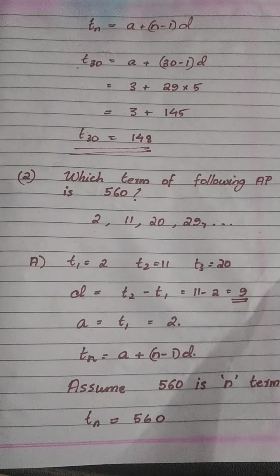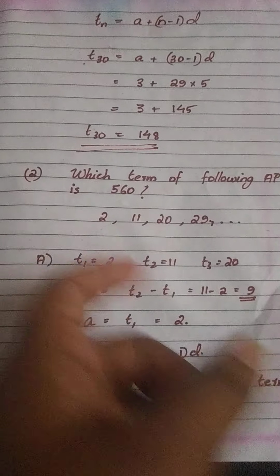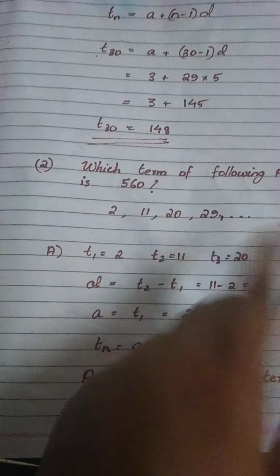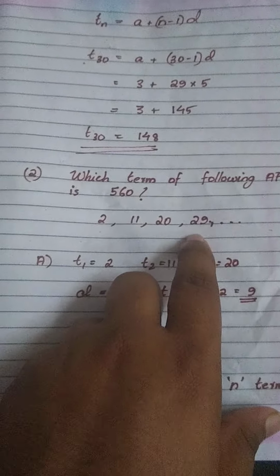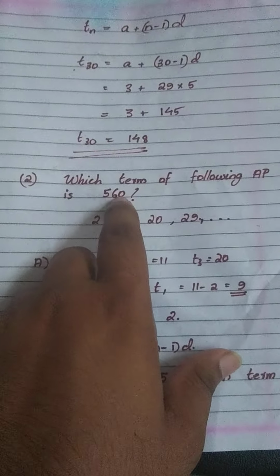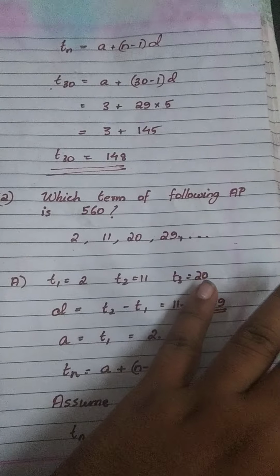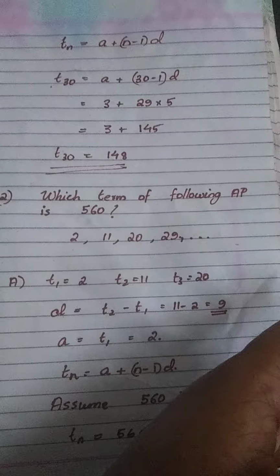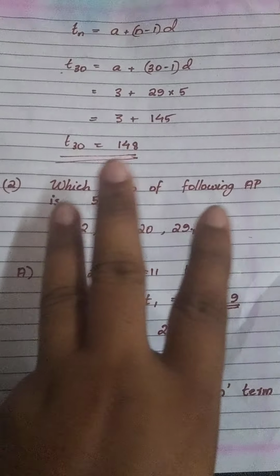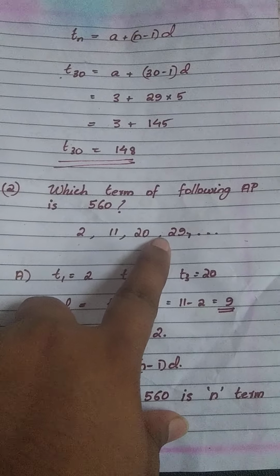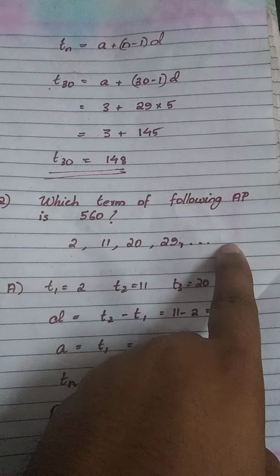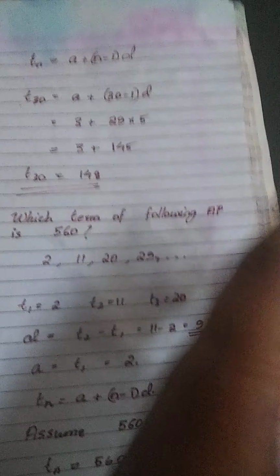Do I have everyone's attention? Yes. Okay. So, which term of the following AP is 560? An AP is given. It is clear that 560 is a number in this AP. We are sure that the question has said that 560 is a part of this AP, but we do not know which term 560 is. Here we know that 20 is a part of the AP and 20 is the third term, 1, 2, 3, and 29 is the fourth term. Similarly 560 is a part of the AP, but we don't know which term it is.